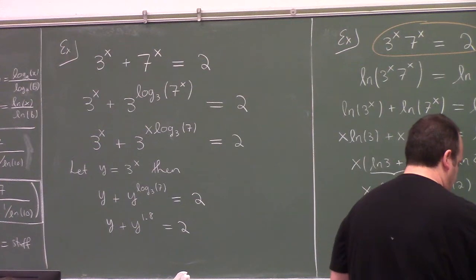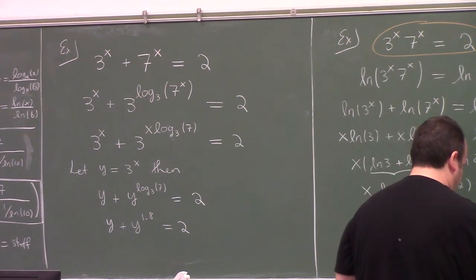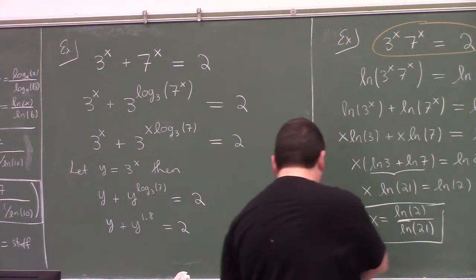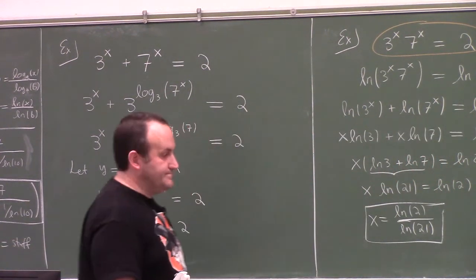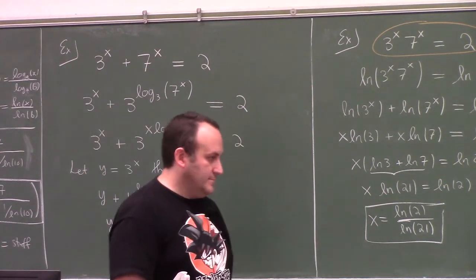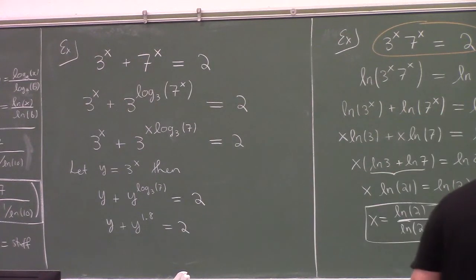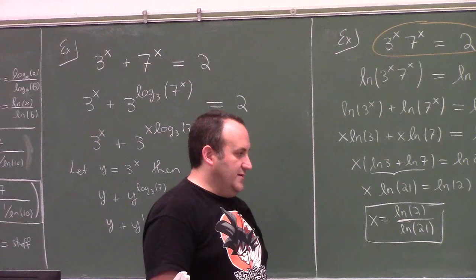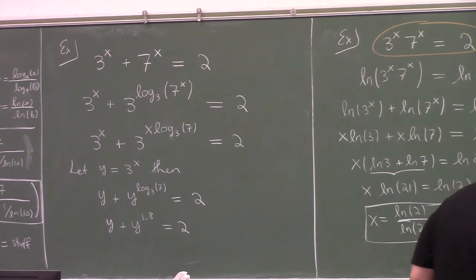Can you guys tell me another way to write the answer? What's this equal to? Log base what of 2? As it stands, it's log base e of 2 divided by log base e of 21. That's literally what that is. That's just a different notation. Can you fill in the blank: this is just log base what of 2?